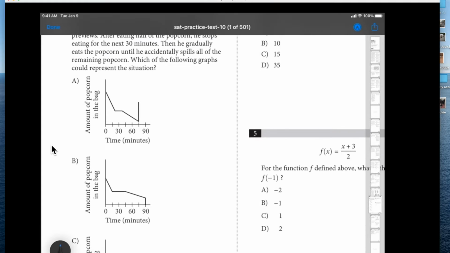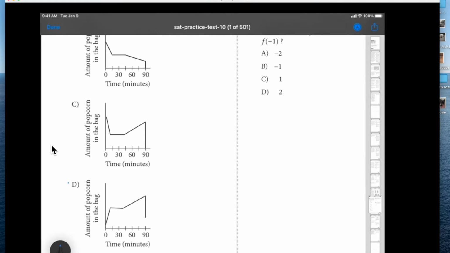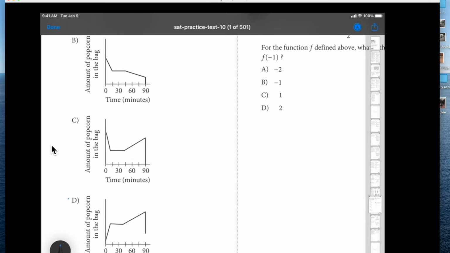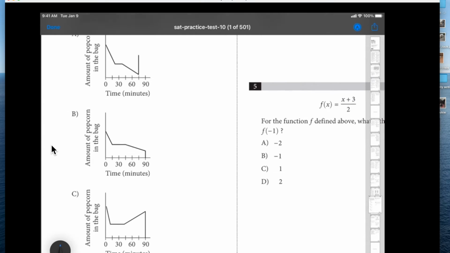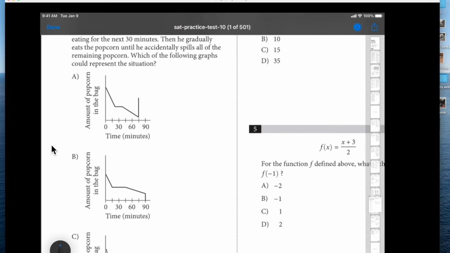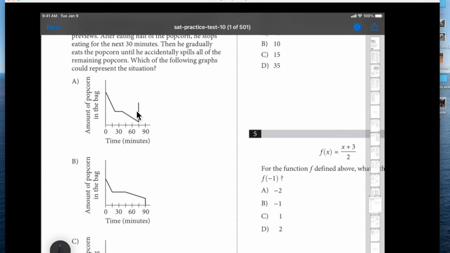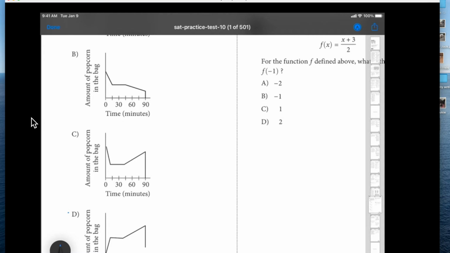So the first thing I do is I look at all the graphs and I just make sure they're plotting the same thing. And they are. We have the amount of popcorn in the bag and we have time. All right, so as we look at these, we know that there's no mention in this paragraph of him going to buy popcorn. So any graph that features the amount of popcorn increasing cannot be a choice. So here we see the amount increasing, so it cannot be A. And we also see the same thing happening here in choice C, so it can't be C, and it can't be D.